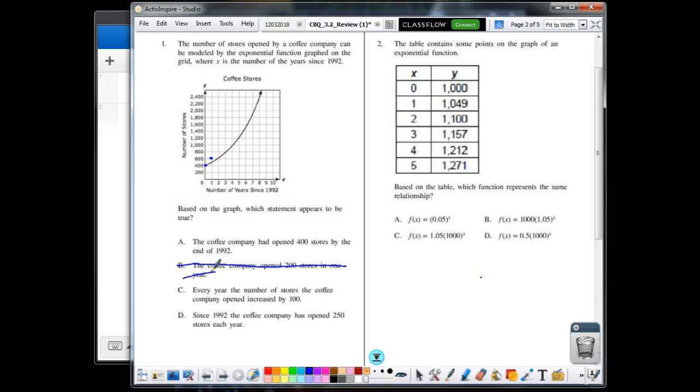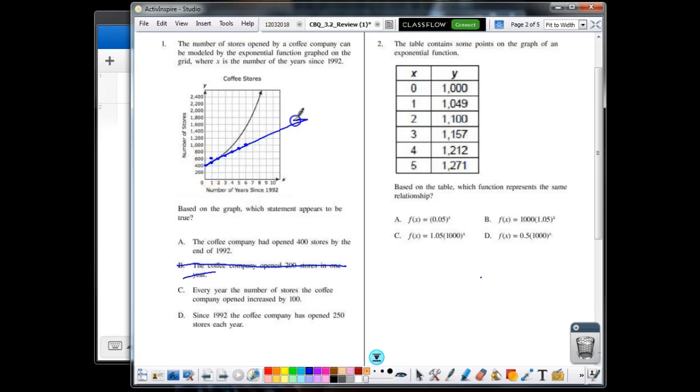Every year, the number of stores the coffee company opened increased by 100. So that means it starts at 400. After 1 year, it should be at what? 500. And then a year later? 600. And then a year later? 700. Then 800. Then 900. And then 1,000.